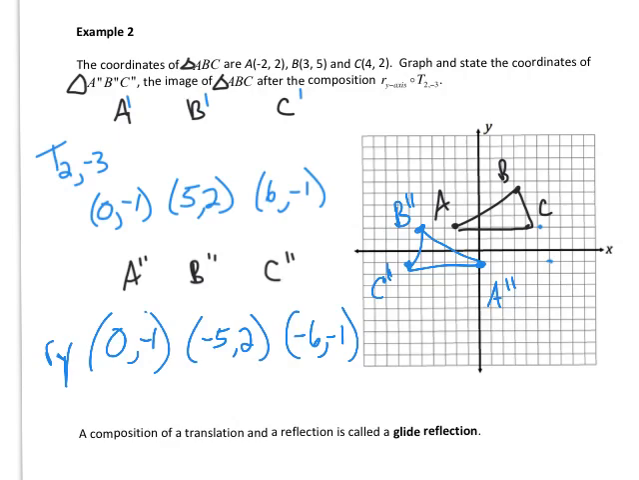Now we have a special name for this. When it's a translation and a reflection, it's called a glide reflection, because what happened here, if you look at it, it flipped over the y-axis and then it scooted down. So this can be a flip, scoot, and we could keep doing this, a flip, scoot, a flip, scoot. And when that happens, it's called a glide reflection.